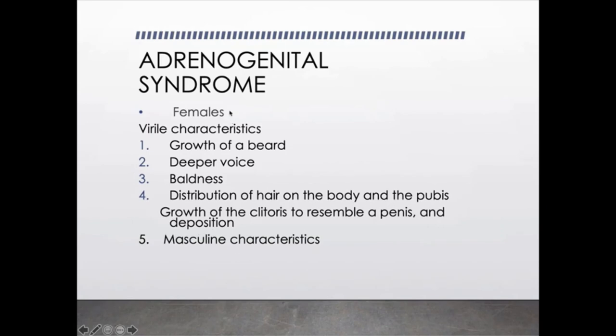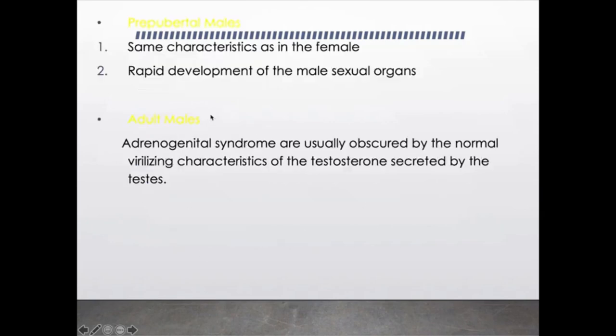If there is more release of the sex hormones in the females, it will lead to all these characteristics in the females. Now in the prepubertal males, the same characteristics, which I've discussed already, will occur as in the females. And there is a rapid development of the male sexual organs.